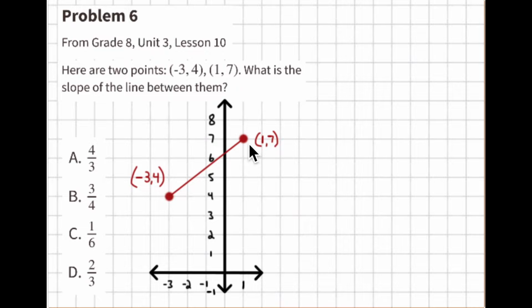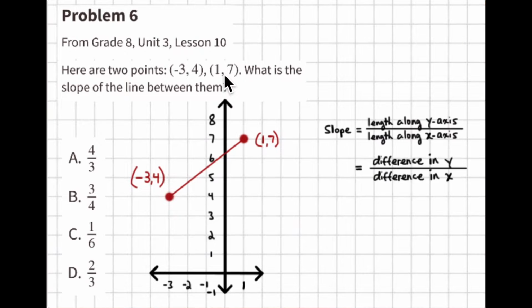Now the slope is a measure of the length along the y-axis compared to the length along the x-axis. Well, the length along the y-axis is 3 units right here. If I start at this point, 3 units right here compared to 4 units along the x-axis, these 4 units right here. So the slope is actually going to be 3/4, and it's this answer right here. The answer is B. But the authors really want you to calculate what the slope is from these 2 points.